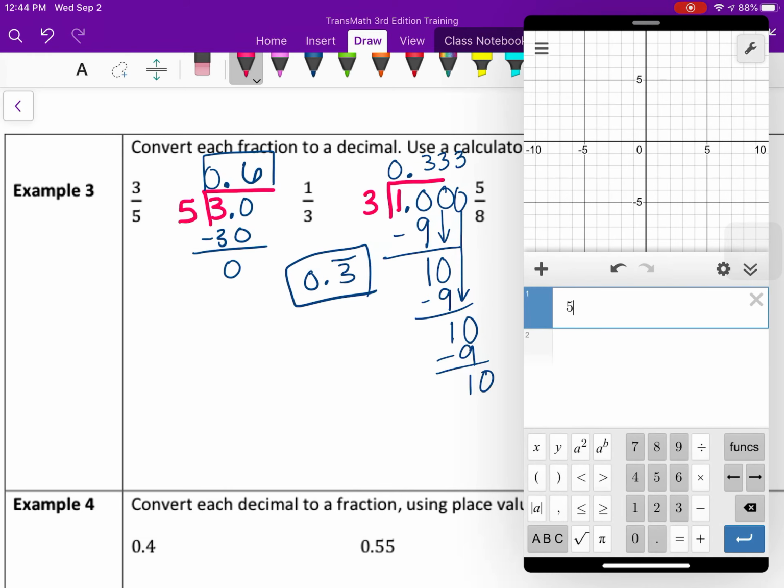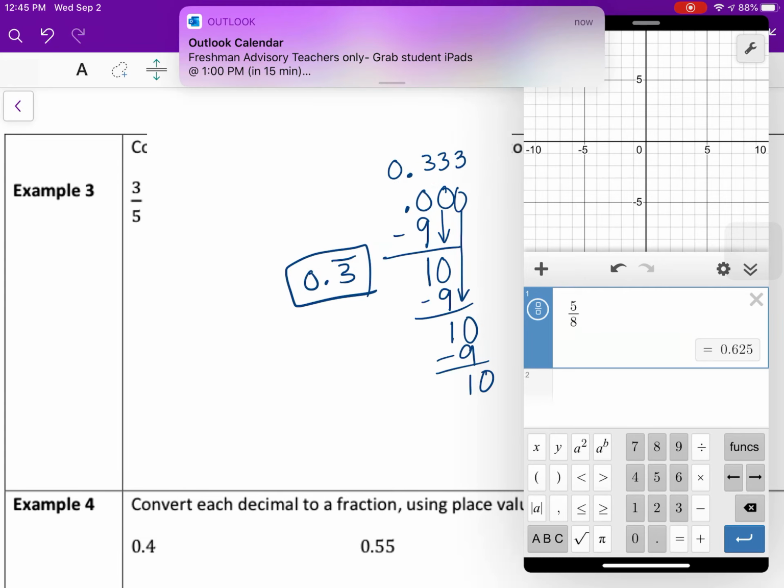So to do 5/8, you would do 5, and then use the divide key to make the fraction divided by 8. It might look a little different in your calculator if it leaves it as the division, but that'll give you your decimal. So 0.625.